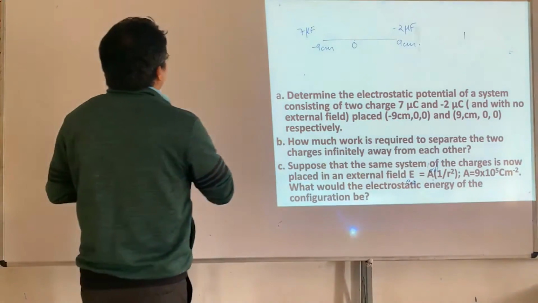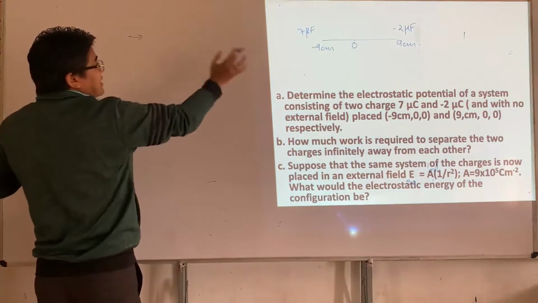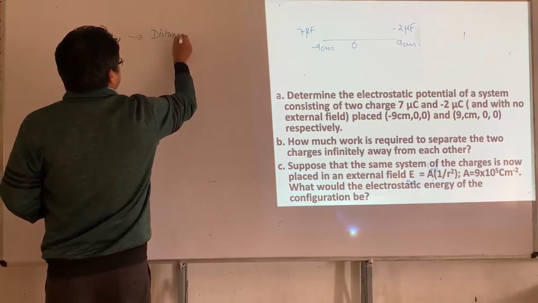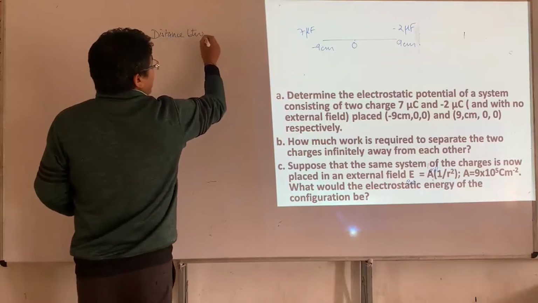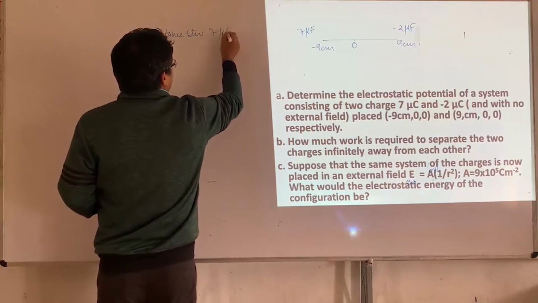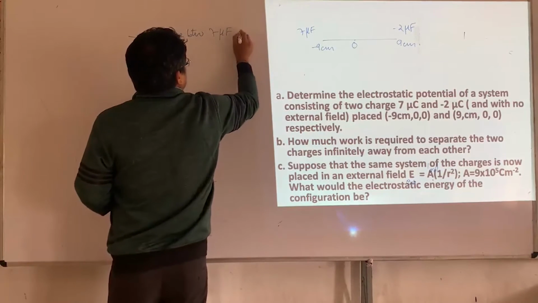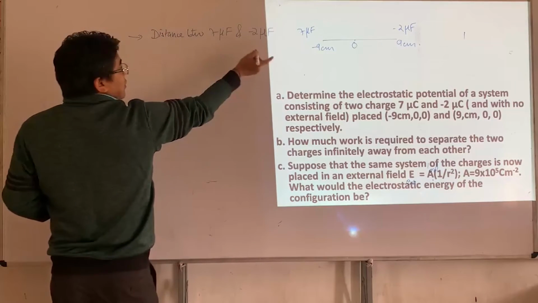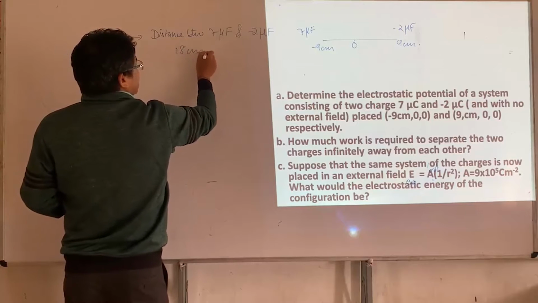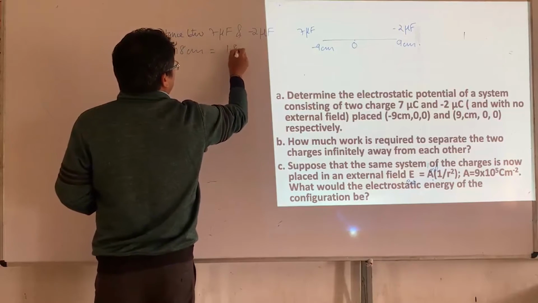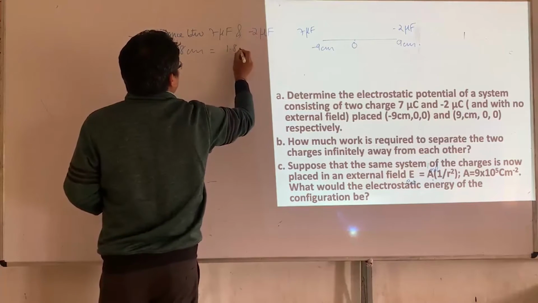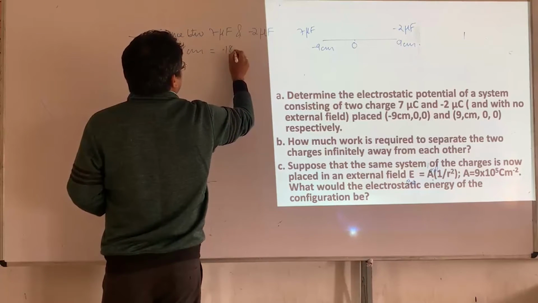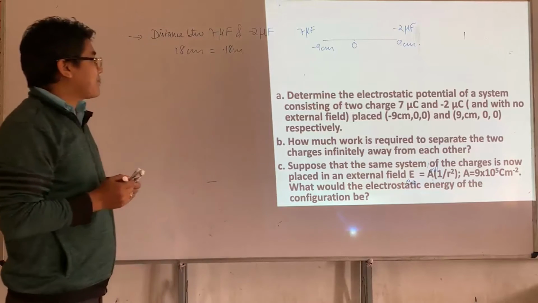So very simple. What is the distance between the two? The distance between the 7 microcoulomb and the minus 2 microcoulomb charges is going to be 18 centimeters, that is equal to 0.18 meter.